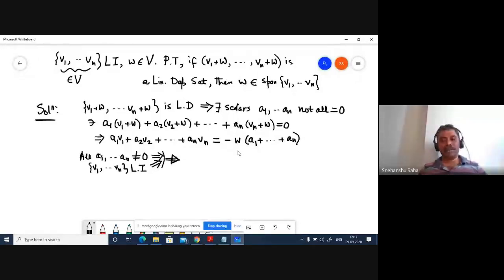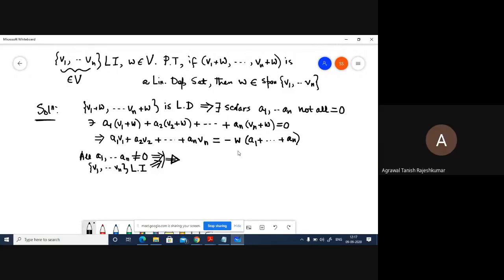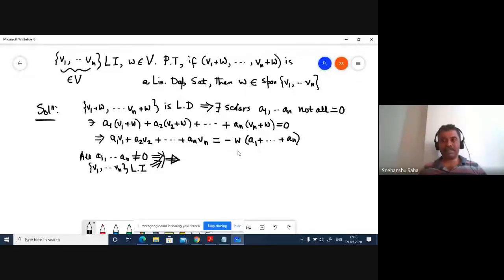I mean, so W cannot be 0. So what you are saying is the left-hand side cannot be 0, right? Sir, the sigma AIs will not be 0. Correct. So that means the right-hand side is also not 0, correct? Yes, if the left-hand side is not 0, the right-hand side is also not 0. And I know that W is not 0, correct? And so therefore, what I know is this A1 plus AN is also not zero. Correct?